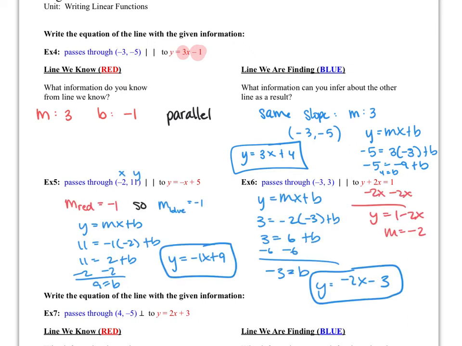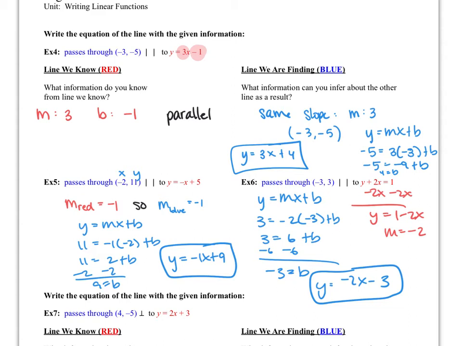So on example 5, I know that the red line has a slope of -1 and a y-intercept of 5. The only thing I really need is the slope, and since they're parallel, that means the blue line is also going to have a slope of -1. It also passes through the point with an x value of -2 and a y value of 11. So using that information, I found that the blue line has a b value of 9, for a complete equation of y equals -1x plus 9.